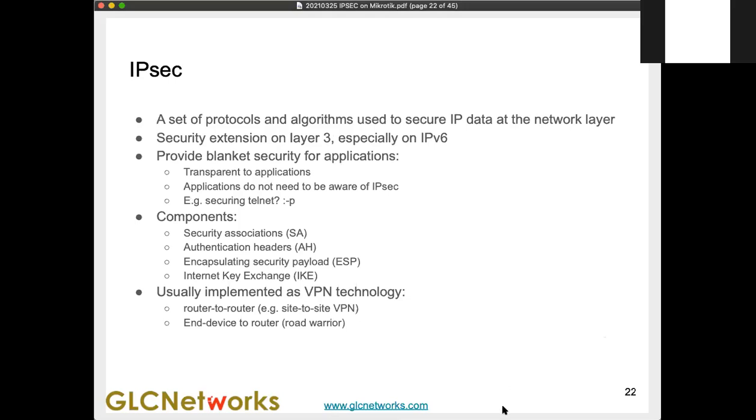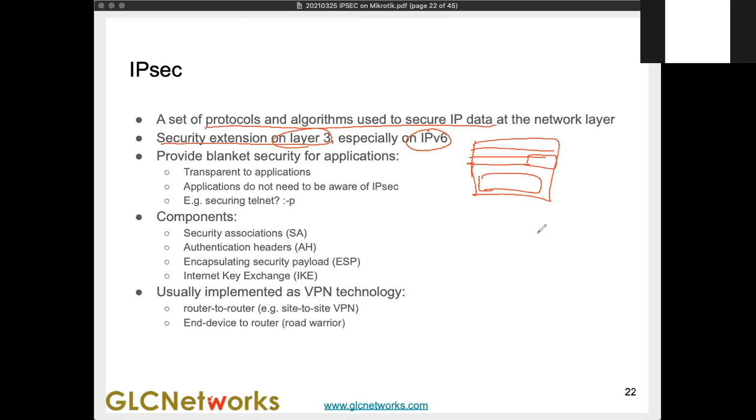So it comes with IPsec. It is a set of protocols and algorithms to secure IP data on the network layer. It is a security extension on layer 3, especially on IPv6. In an IPv6 packet there is header after header, and then the payload. The IPv6 header has a next header field that clearly states that the next header is for IPsec.